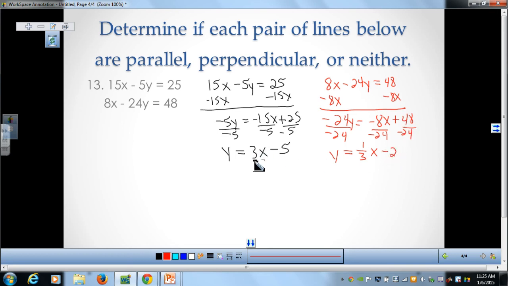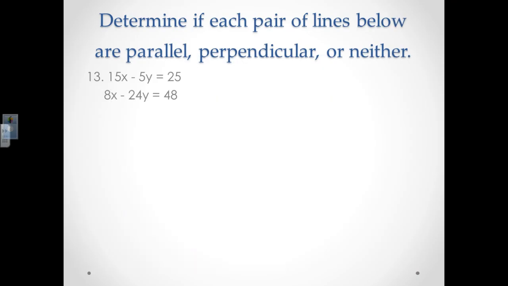So if we compare the slopes of our two equations, they cannot be parallel because the slopes are not equal. And while our slopes are reciprocals, they are not opposite, therefore our lines cannot be perpendicular. So this would be an example of a neither. Okay, let's look at one more of these together before I have you do some on your own.